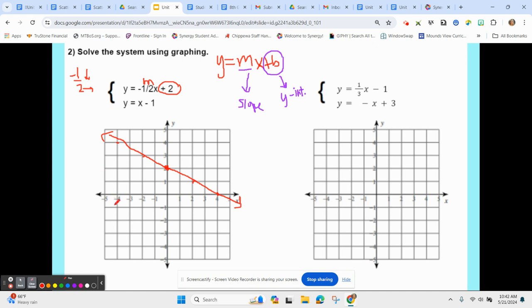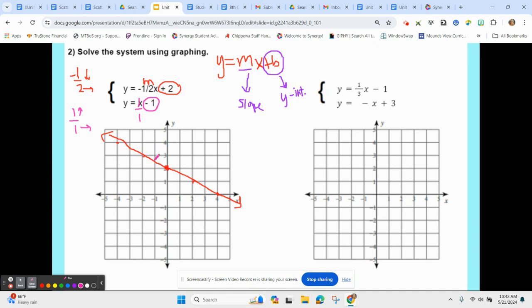Now I'm going to switch my colors up and do my second line. For the slope, what's connected to my x, my coefficient, is actually a 1. If it is a whole number, we simply put it over 1 to change it to a fraction. So my slope is 1/1. That is a positive slope, so I'm going to go up 1, right 1, up 1, right 1. What is my startup? My y-intercept is at -1.